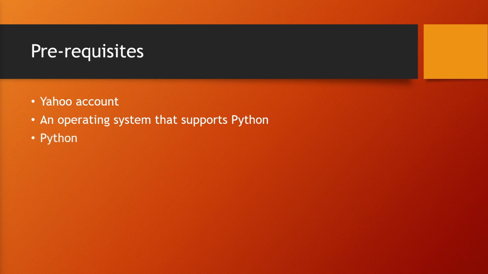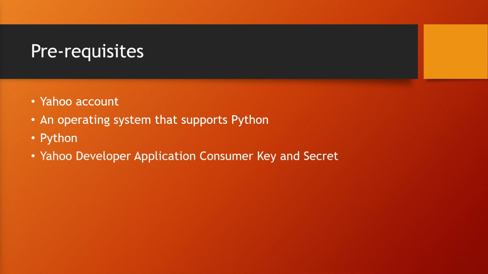Next, of course, you'll need to install Python. There's a section in this video that will guide you on how to install it. Then, you'll need a Yahoo Developer Application Consumer Key and Secret. This is essential for connecting with the Yahoo Fantasy API. Don't worry about it for now, as we'll go through how to set it up in this video.